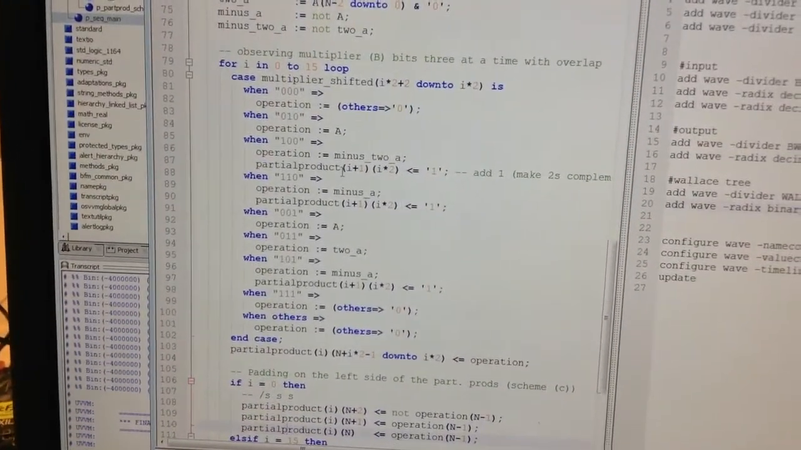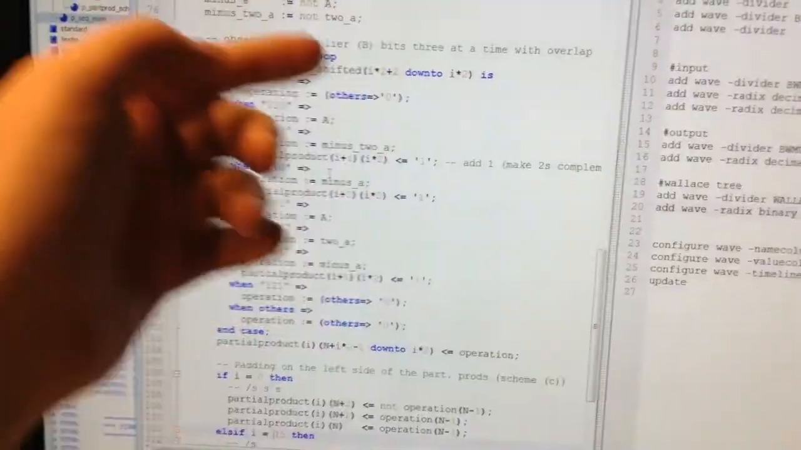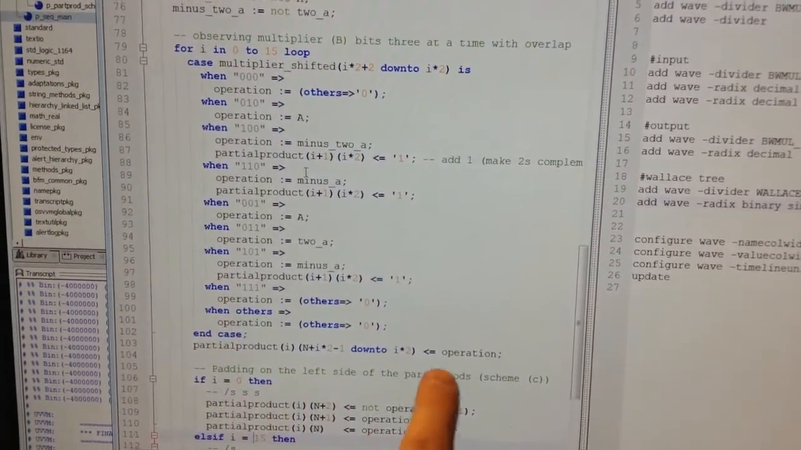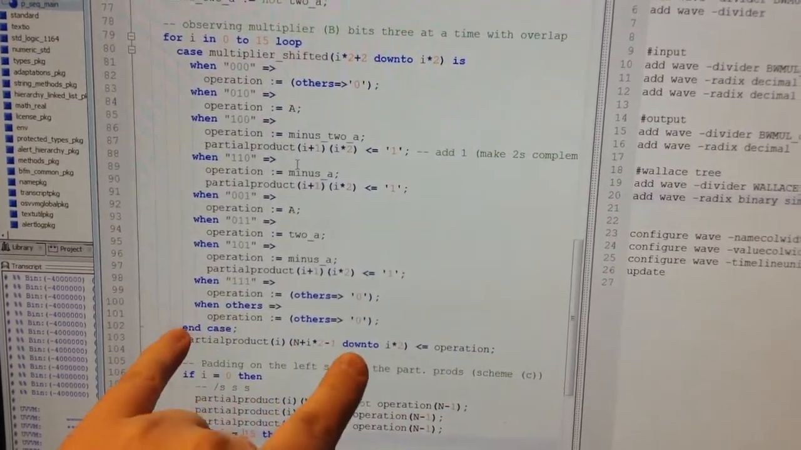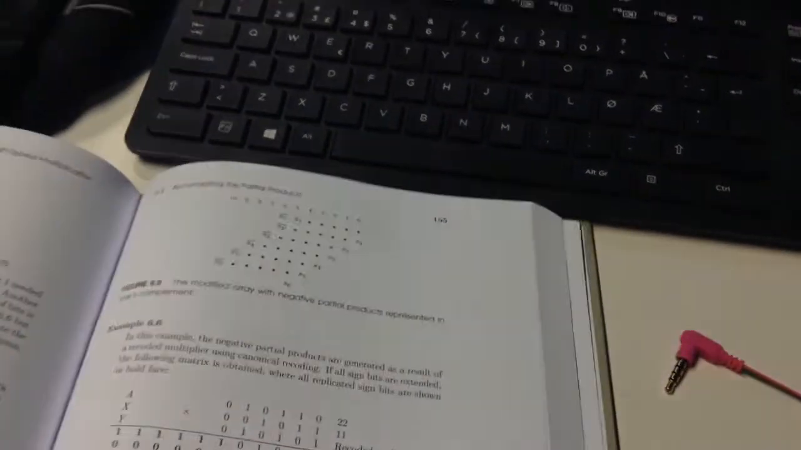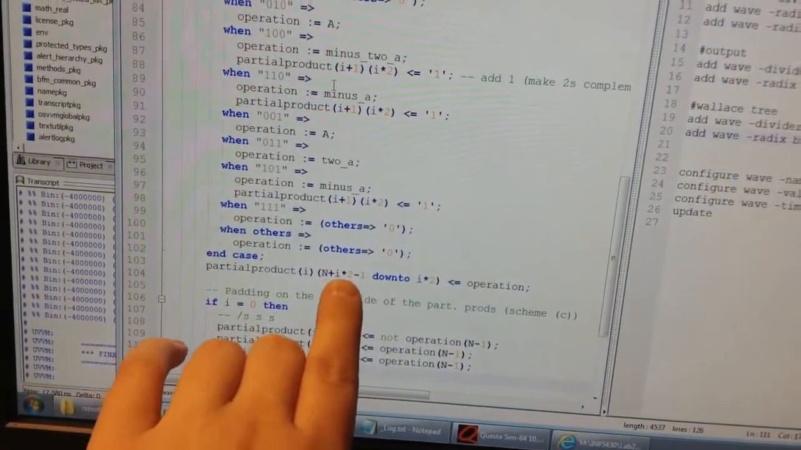So yeah, after observing those multipliers and making the decision for what operation you want, then you have to put that operation into the partial product. And also it's important that you get that pattern right, you get them shifted right also, so that's what these are for.